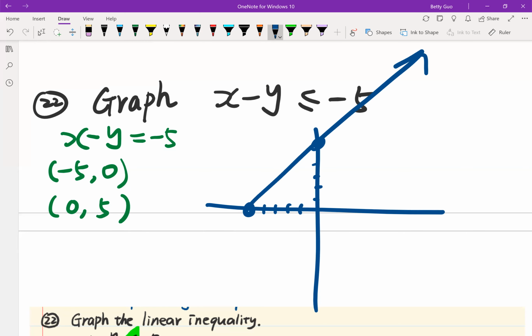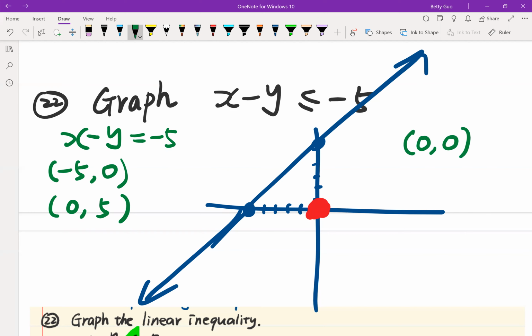Solid. Awesome. You guys still remember that. Do you guys remember what's the second step? Testing point. Can we use 0, 0 in this case? Yes, because 0, 0, the red point, is not on the boundary, right? We're going to plug in x equals 0, y equals 0 into the original inequality.